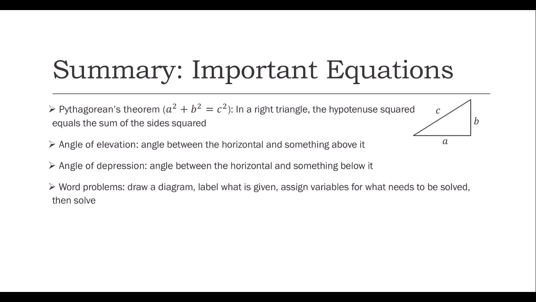So in summary, we have some important equations. Our Pythagorean theorem is very important. It's a squared plus b squared equals c squared, where in a right triangle, the hypotenuse squared equals the sum of the sides squared. Our angle of elevation is the angle between the horizontal and something above it. The angle of depression is the angle between the horizontal and something below it. And for word problems, we draw a diagram, we label what's given, we assign variables for what needs to be solved, and then we solve the problem.